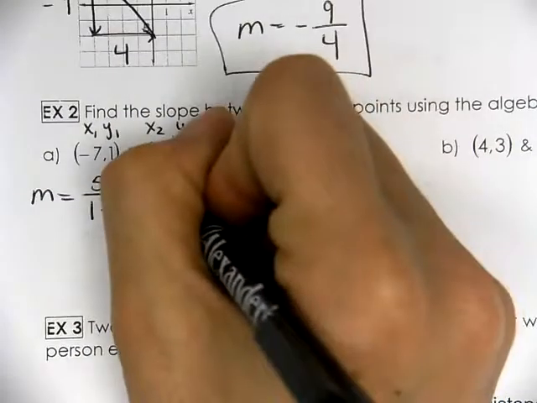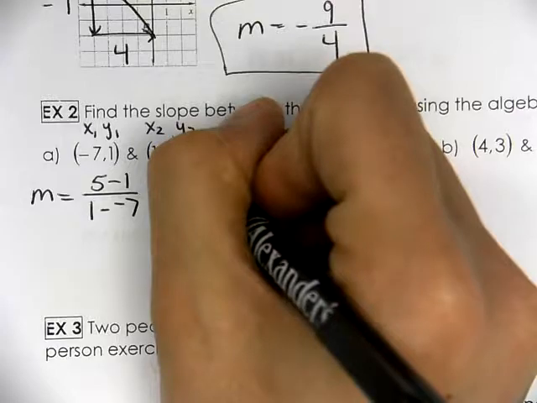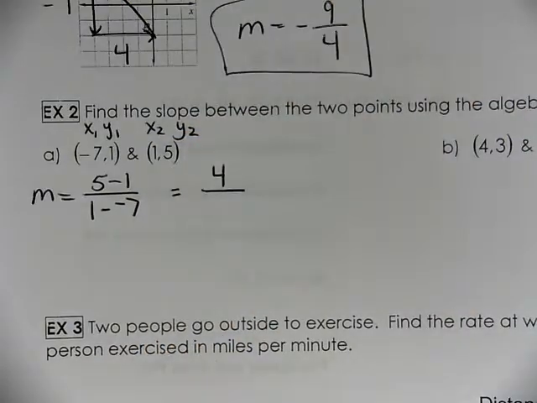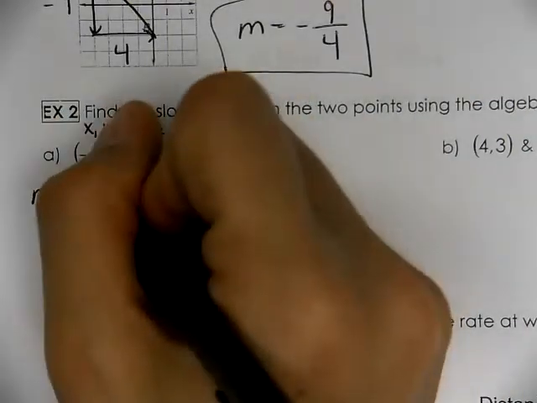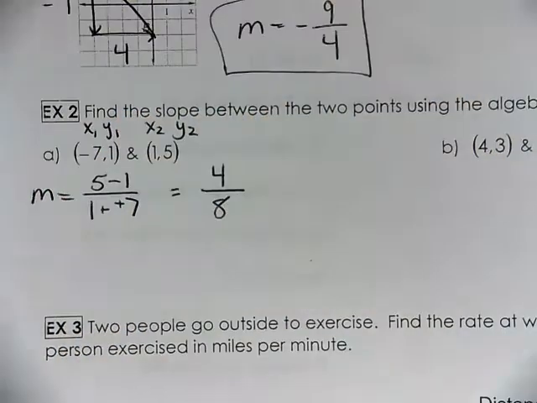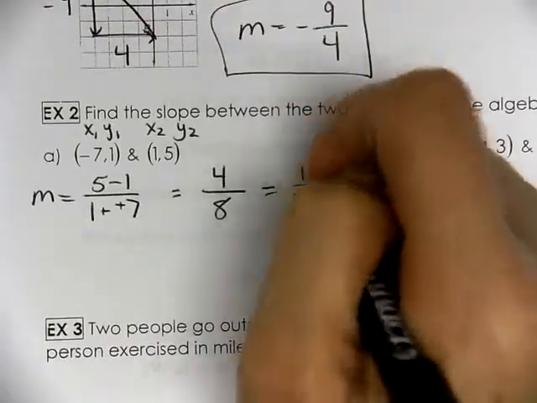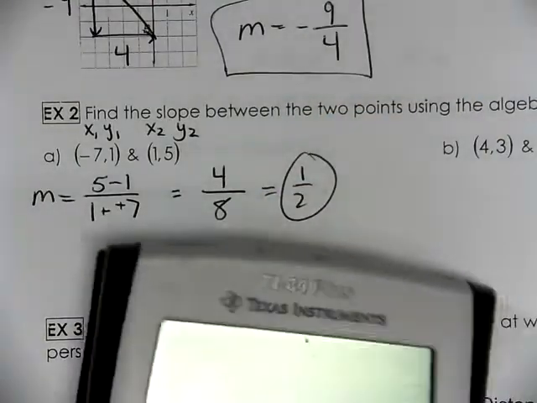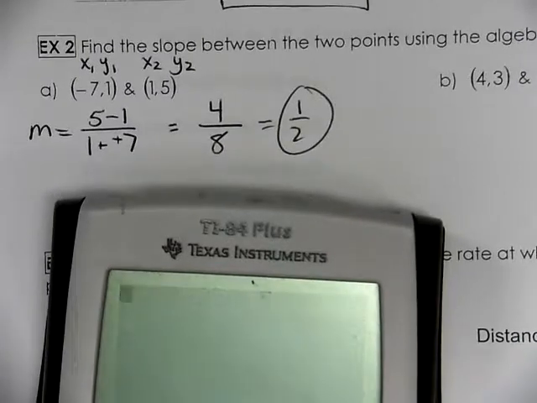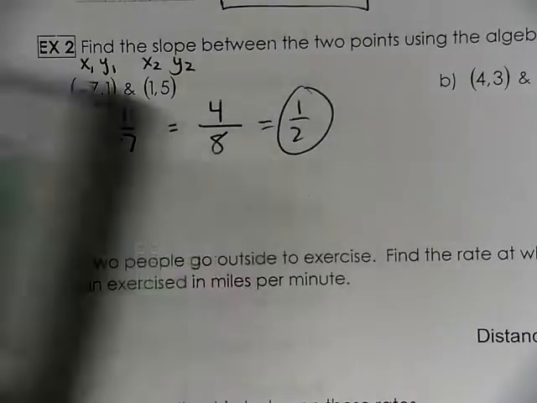What's 5 minus 1? Now what happens to the negative negative? Turns into a positive, so it's 4/8. Your slope should always be reduced. So what is 4/8 reduced to? 1/2. And remember, we can reduce in the calculator if it's not something easy. 4 divided by 8, and then you hit math frac. And that can reduce it.